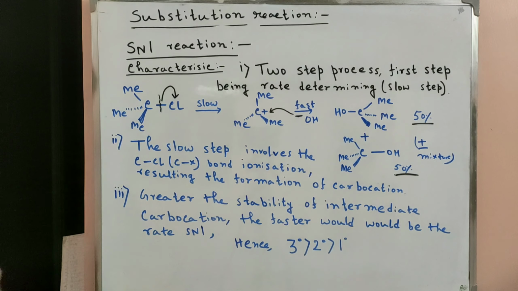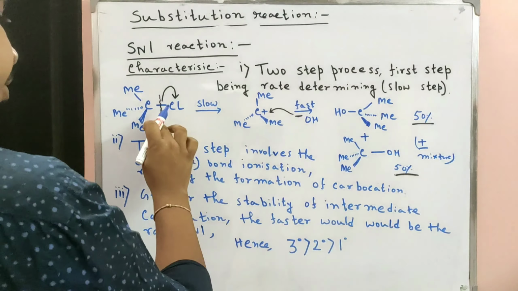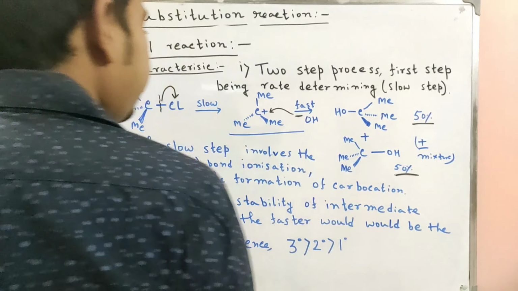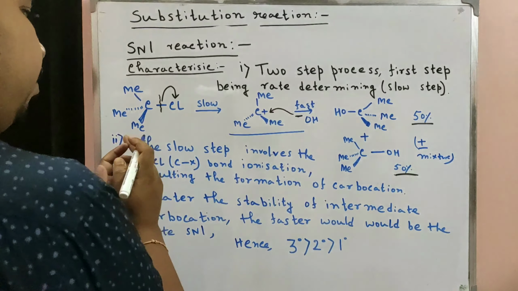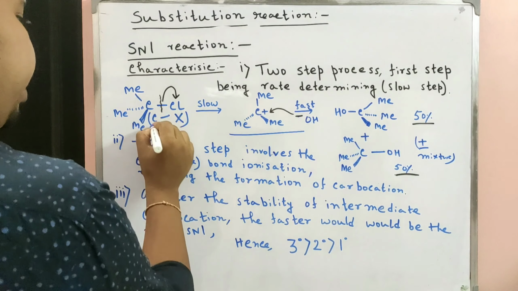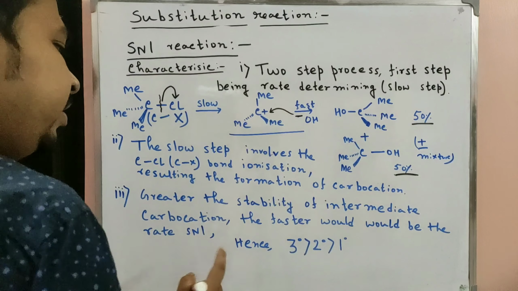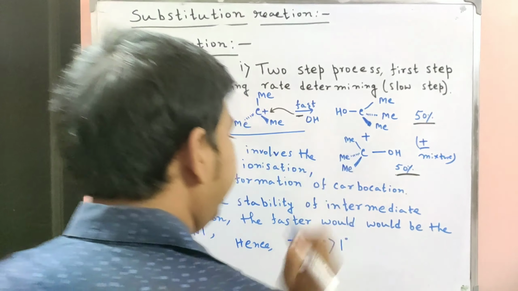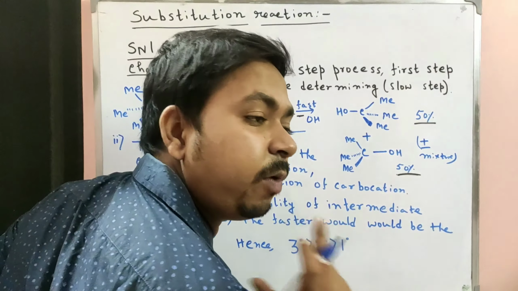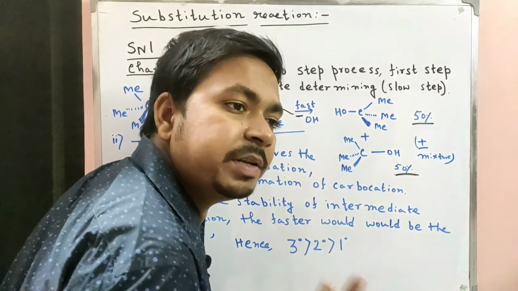So now the next point is that the slowest step involves the C-Cl bond ionization, resulting in the formation of this carbocation. So the slowest step involves C-X bond ionization and then the carbocation formation. The greater the stability of this intermediate carbocation, the faster would be the rate of SN1 reaction.